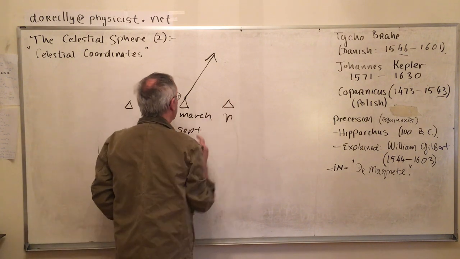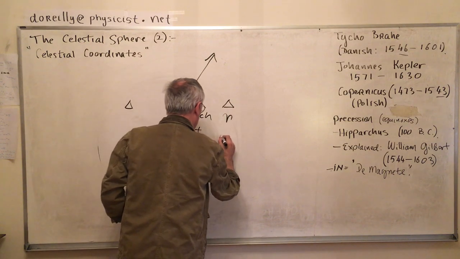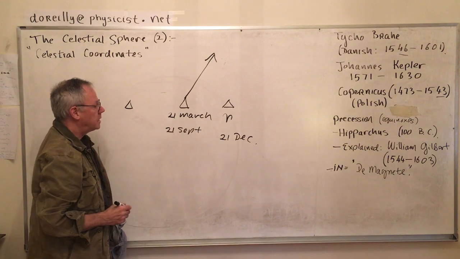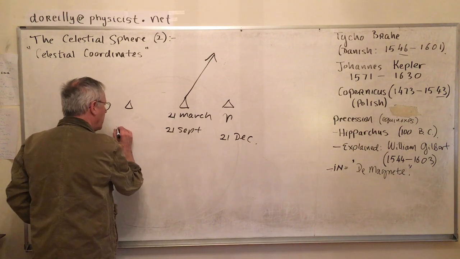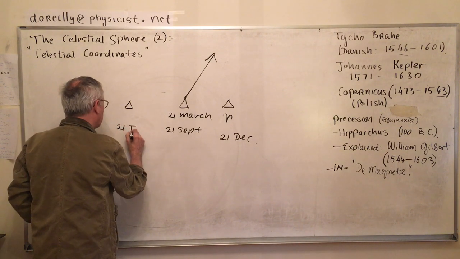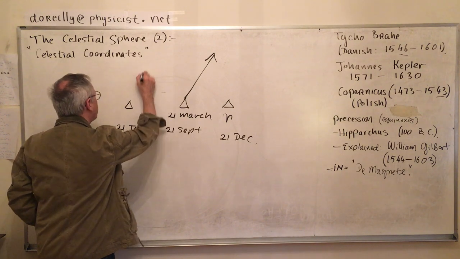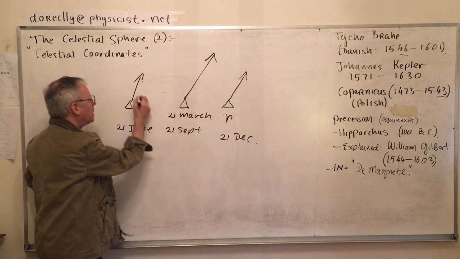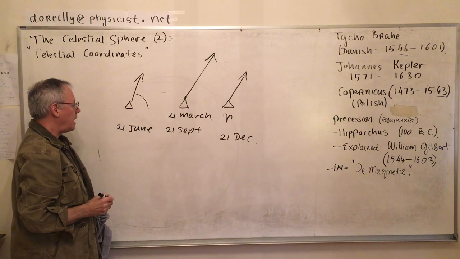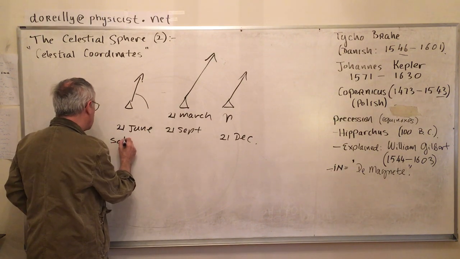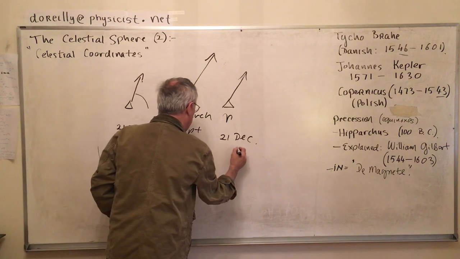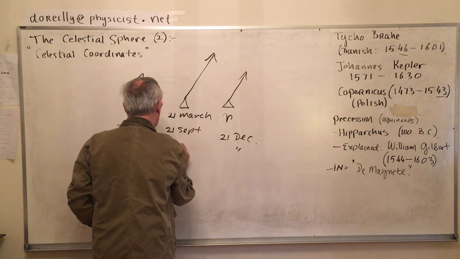And it's going to be lowest in the sky on the 21st of December, when we have the shortest days. And it's going to be highest in the sky on the 21st of June, when we have the longest days. Now I'll talk about this angle some other day, but not today. So these are going to be solstices, and there are equinoxes.